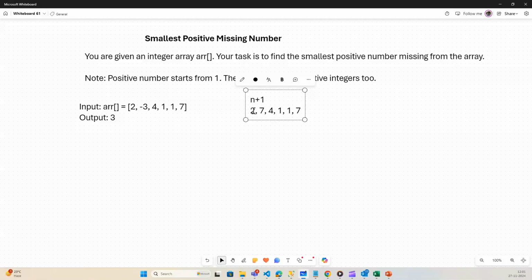So for example, if I got 2 over here, I will go to 2 minus 1 index now, right? So I will go to this particular index and I will just multiply whatever the value over here is by minus 1, right? So once I'm at my first element, I got 2, so I will go to the index 2 minus 1, which is 1, and I will just update this particular value after multiplying it by minus 1.